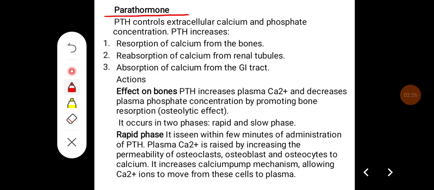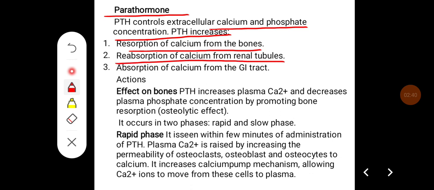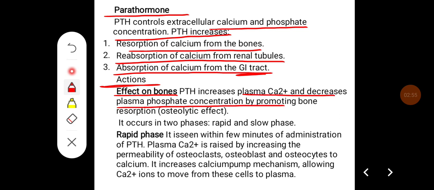Coming to parathormone, PTH or parathormone controls extracellular calcium and phosphate concentration. Parathormone increases reabsorption of calcium from the bones. It also helps in reabsorption of calcium from renal tubules. It also helps in absorption of calcium from the GI tract. If you see the actions of the parathormone, its effect on the bones: the parathormone increases plasma calcium and decreases plasma phosphate concentration by promoting bone resorption. That is, it has an osteolytic effect.